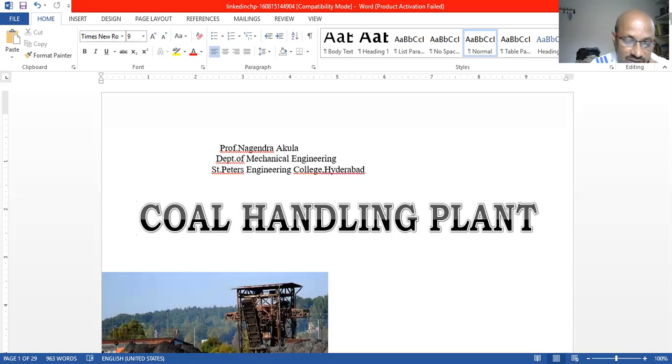Car shakers and portable conveyors and car badge movers, lift trucks. So whenever we are keeping that coal, we will lift that one and then we are going to unload that coal into that storage.